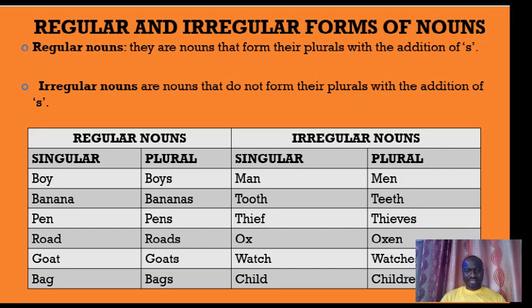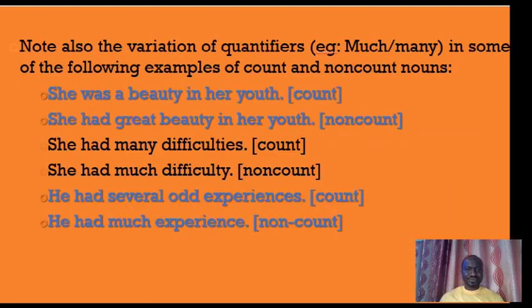Now let us look at some example regular nouns. We have boy, boys; banana, bananas; pen, pens; road, roads; goat, goats; bag, bags. But when you come to irregular, we have man and men, tooth and teeth, thief, thieves, ox, oxen, watch, watches, child, children. So these are also irregular nouns, and that is how it is.